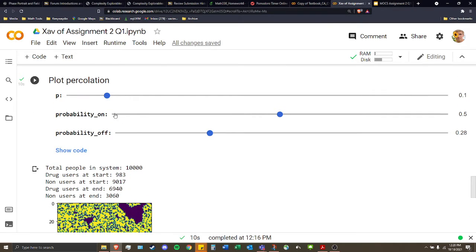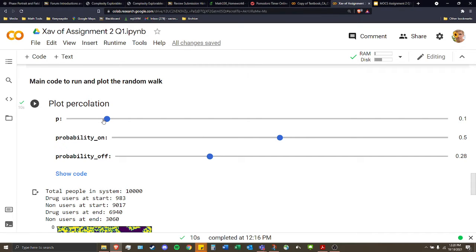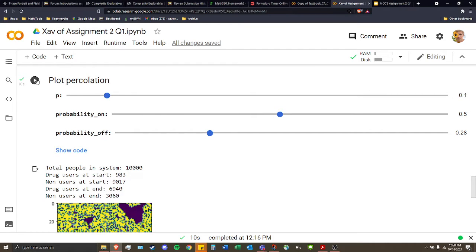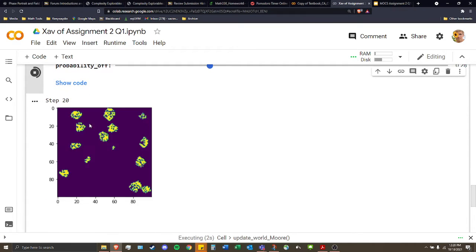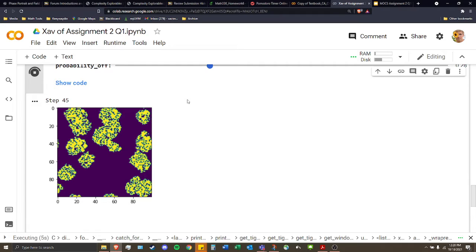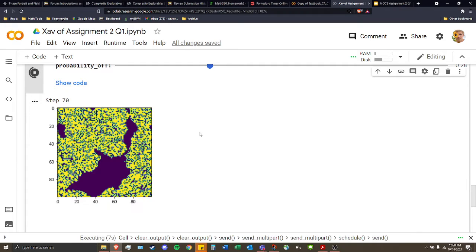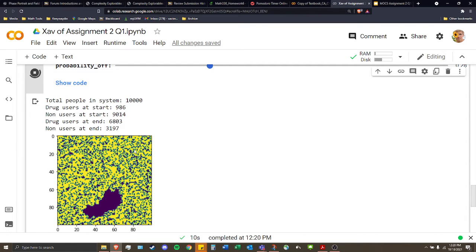So in this instance, we're starting with a pretty low population of people initially being on drugs. We're making the chance for someone to try drugs fairly high, at 50%, and then a chance for them to get off drugs at a low-ish percentage. And if we run this, we can see that the yellow marks drug users, so you can start to see that it grows as time goes on, even though we started with a very low number of users. We're only running this for about 100 steps.